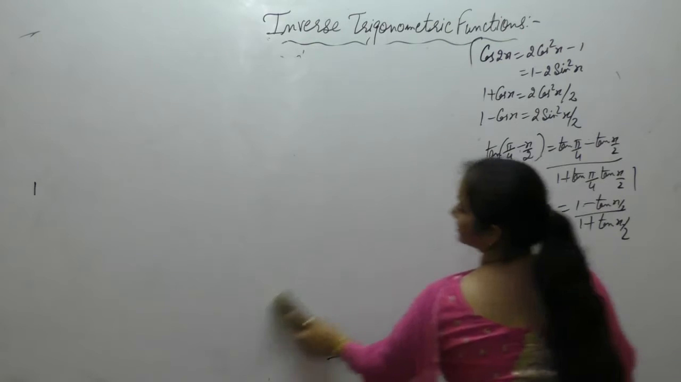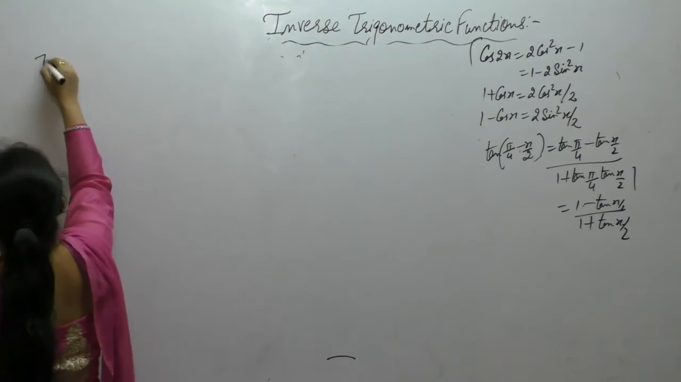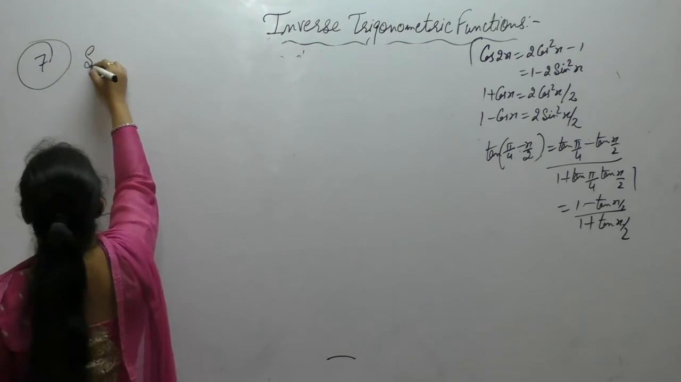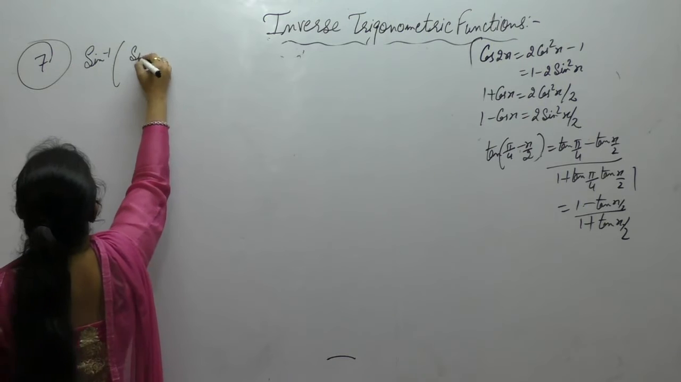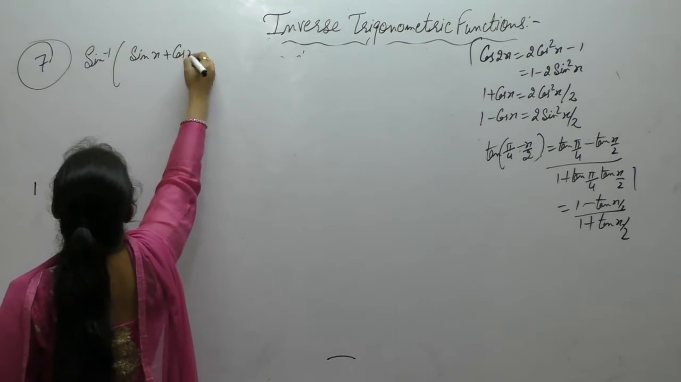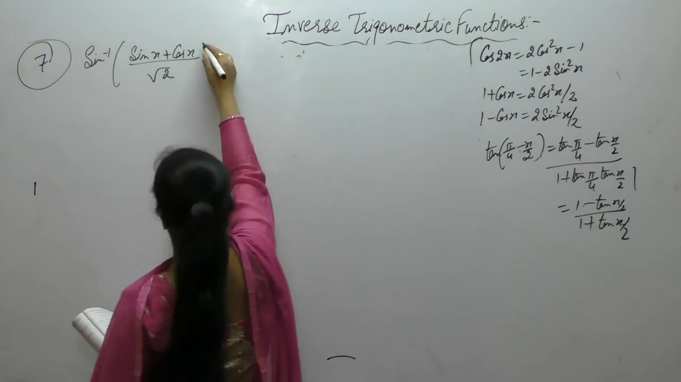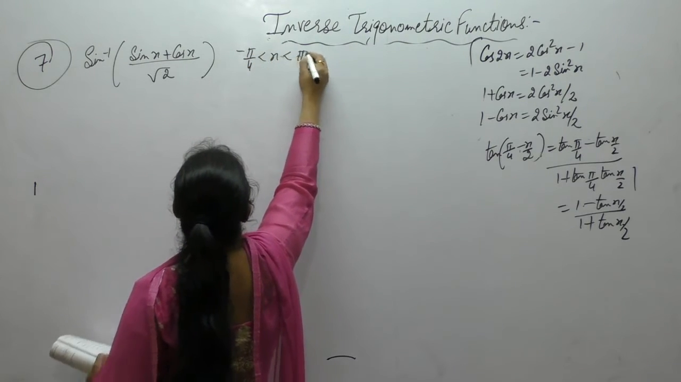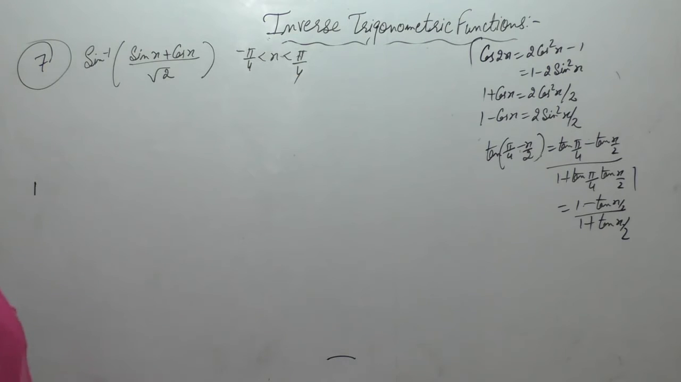The next one is: simplify sin inverse of (sin x plus cos x) upon root 2, for minus pi by 4 less than x less than pi by 4.